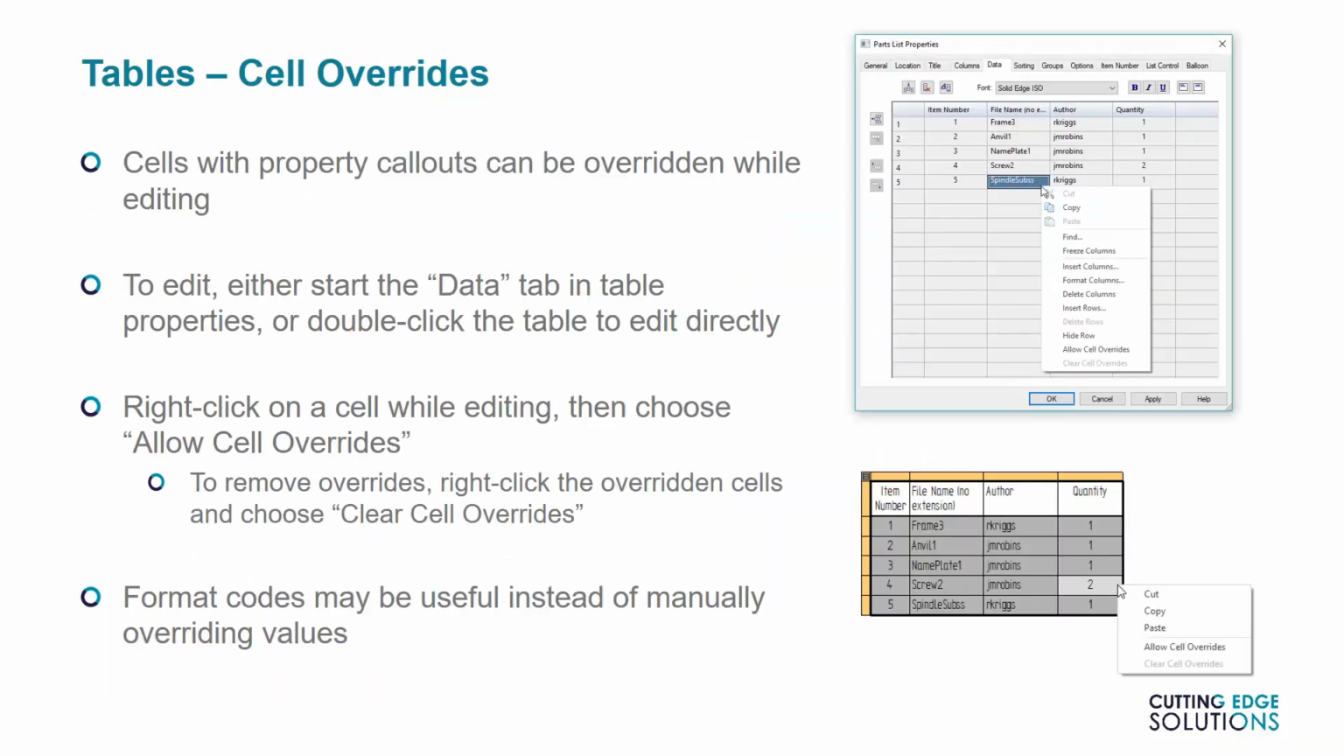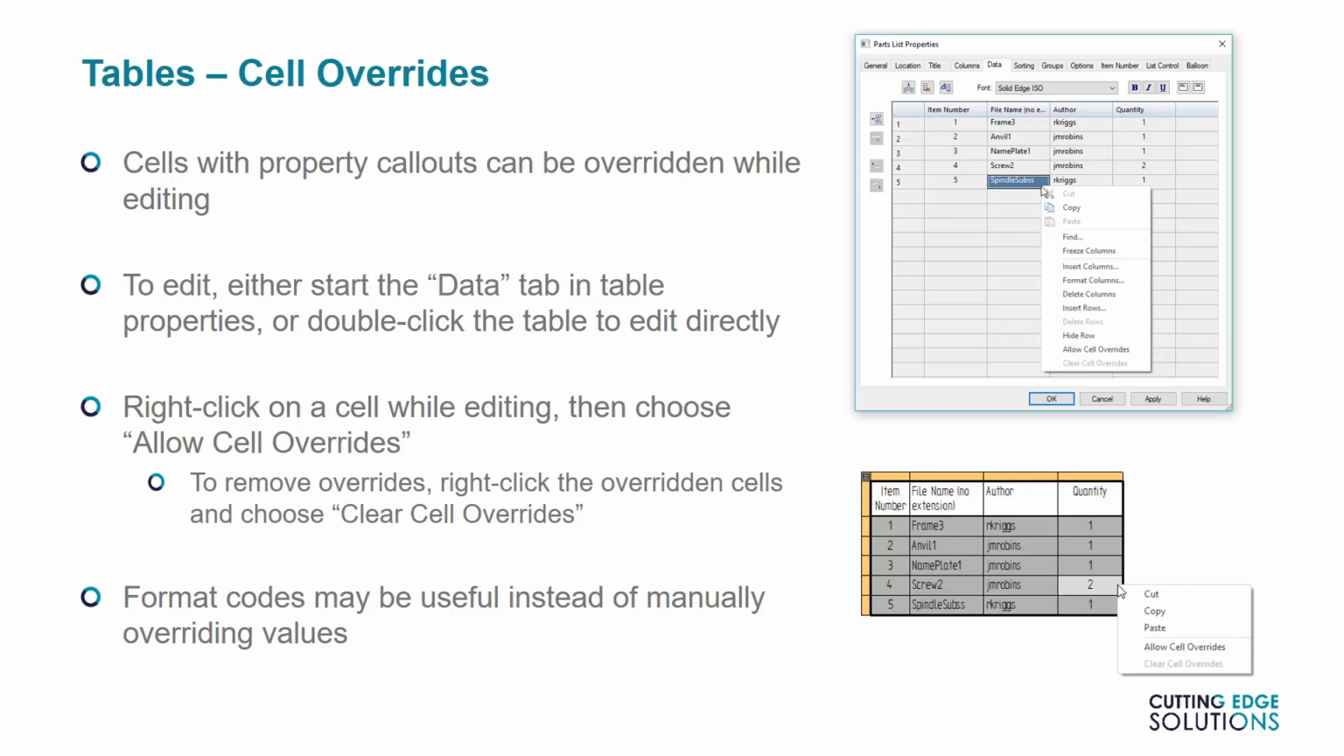Let's start with a very useful one, cell overrides. Table cells that contain information called out from a property, such as a part's mass in a parts list, or a countable depth in a whole table, can be overridden with a user-defined value if needed. In other words, you can correct your table after the fact, and you can do this by right-clicking a cell while editing in the Table Properties Data tab, or when using direct editing. If you then choose Allow Cell Overrides, then it'll turn the cell from a read-only grey to a write-enabled white cell. Users can then type their own values in.